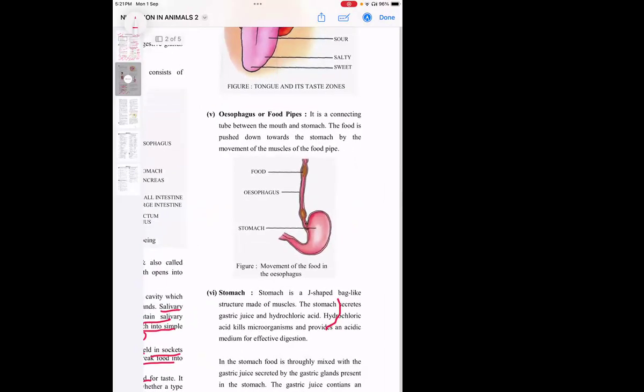Okay, after this, now it goes to the esophagus. The esophagus is the connecting tube between the mouth and the stomach. The food will then be pushed down to the stomach by the movement of the muscle of the food pipe.